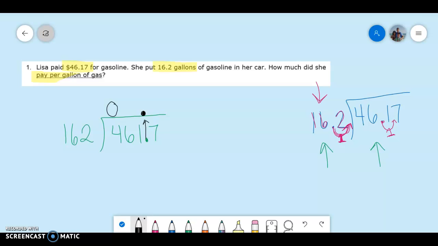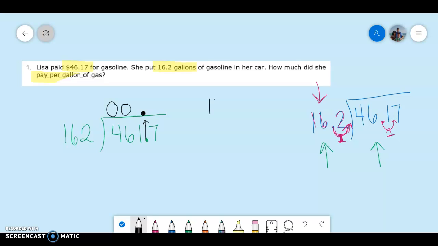Then I'm going to look at the 46. Does 162 go into 46? It does not. So I'm going to put a 0 here. Okay. Then I'm going to look at the 461. And does 162 go into 461? Well, yes, it does. I just don't know how many times.